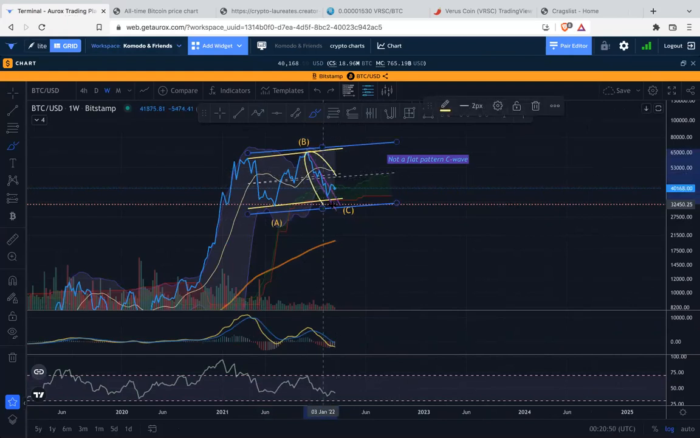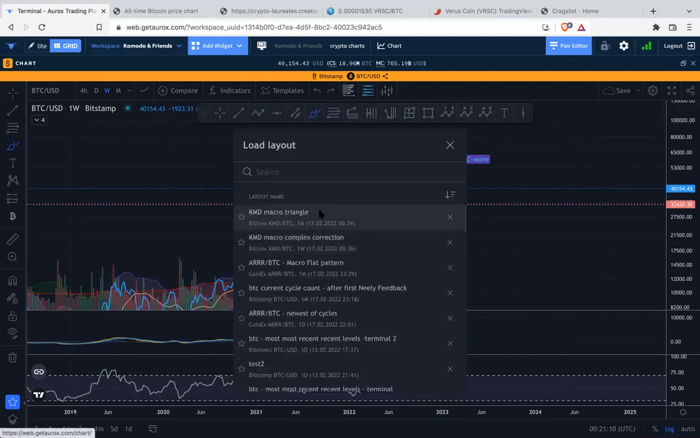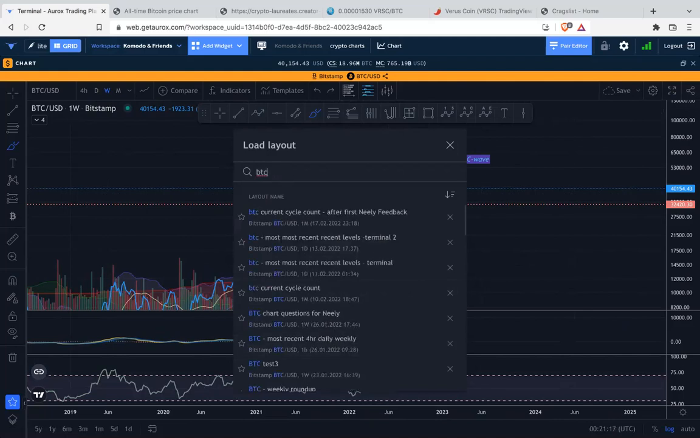And we're looking at this C wave here. And if it's a flat pattern, we're looking at some sort of motive five wave, some sort of impulse, but it could be terminal. Well, overall, it could be an impulse. And then in the fifth wave, which might be happening here, it could be terminal. We'll see. We're going to jump into this chart. Let's load it up from the BTC. We are going to get BTC most recent levels.